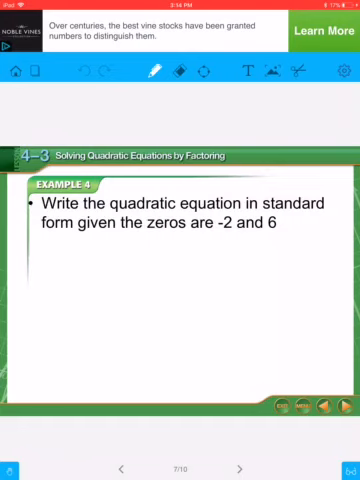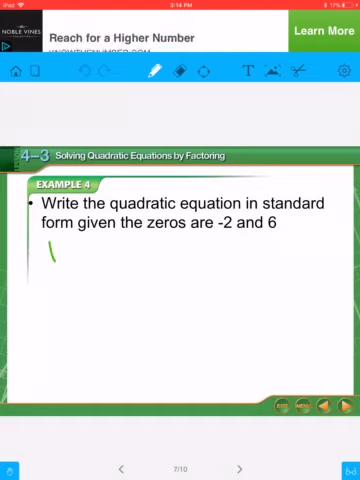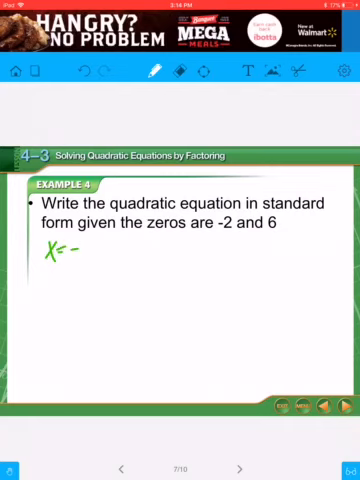Okay, now write the quadratic in standard form given the zeros are negative 2 and 6. So what we're going to be doing is working backwards here. We have our solutions: x equals negative 2 and x equals positive 6. So those are my two solutions.